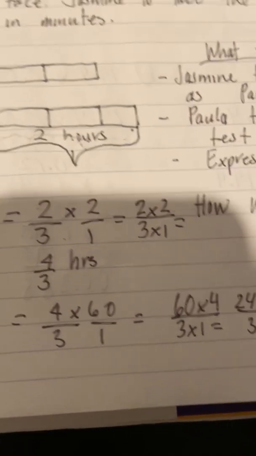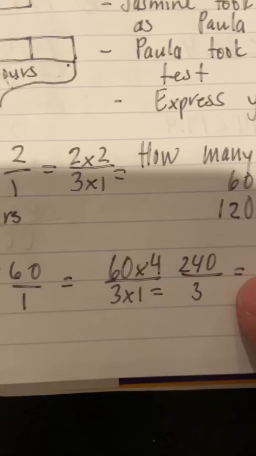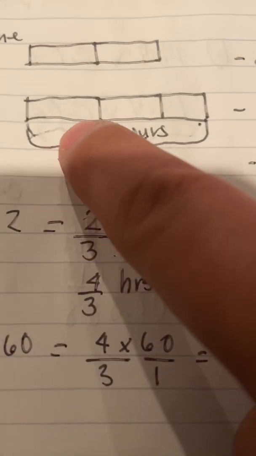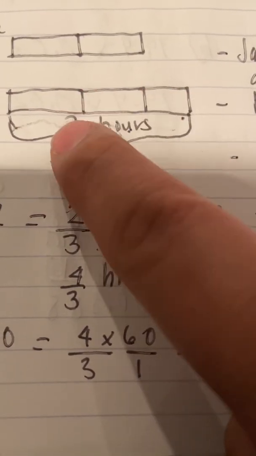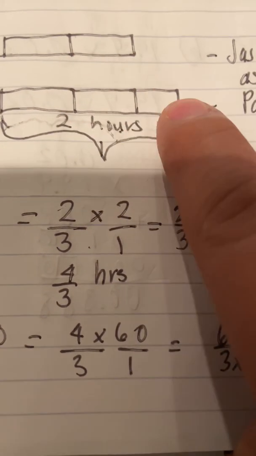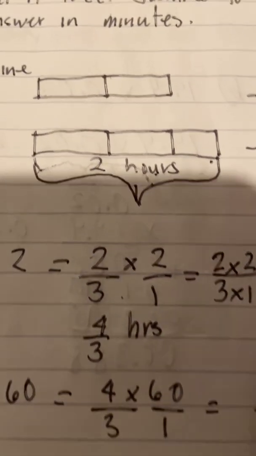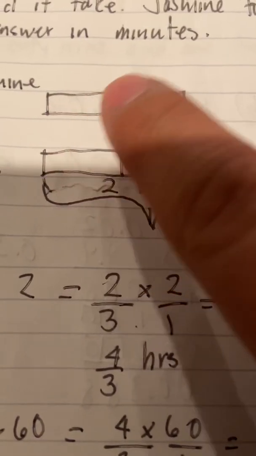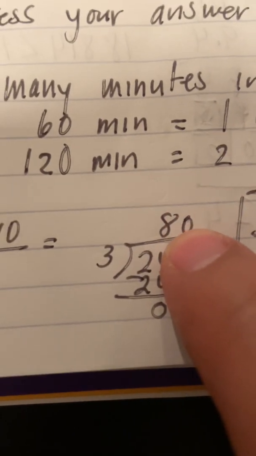Now, I didn't show it here, but another way that you could have done this: since we know that it took 120 minutes and there's 3 units, if you divide 120 by 3, that means each of these units is 40 minutes. 40 plus 40 plus 40 will be 120, which is the 2 hours, but it only took her 2 out of those 3. So 40 plus 40 is 80.